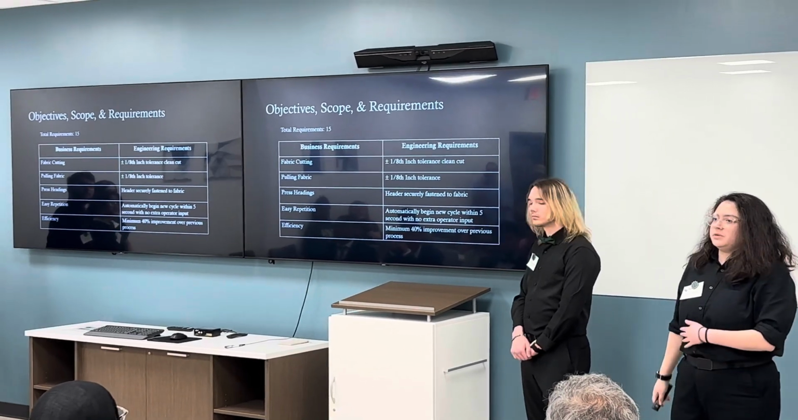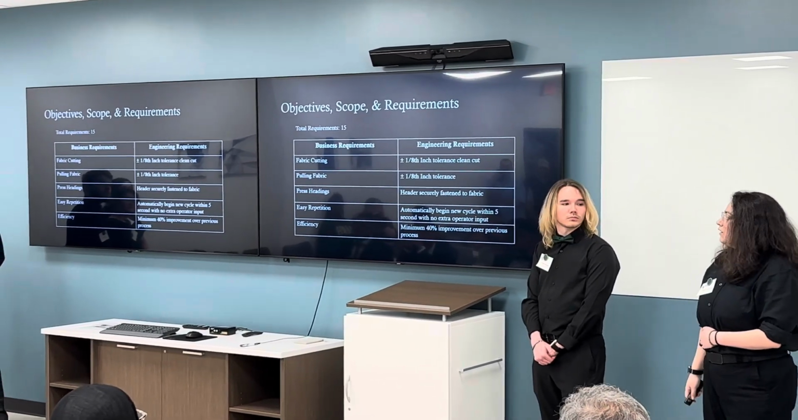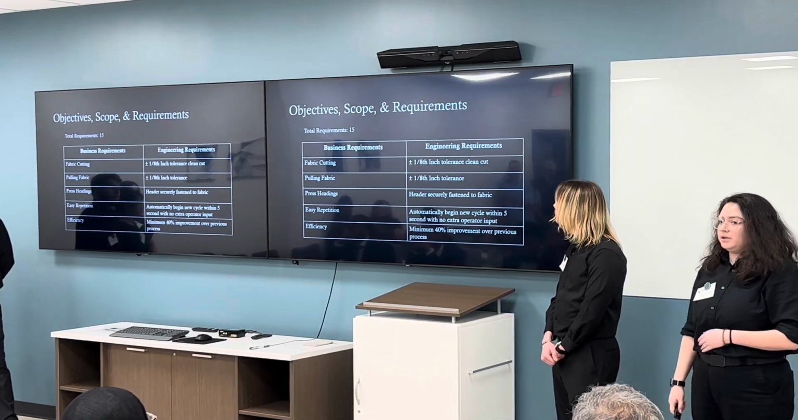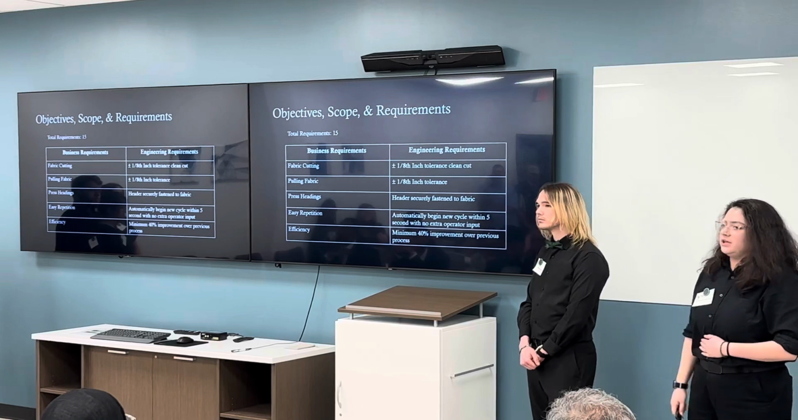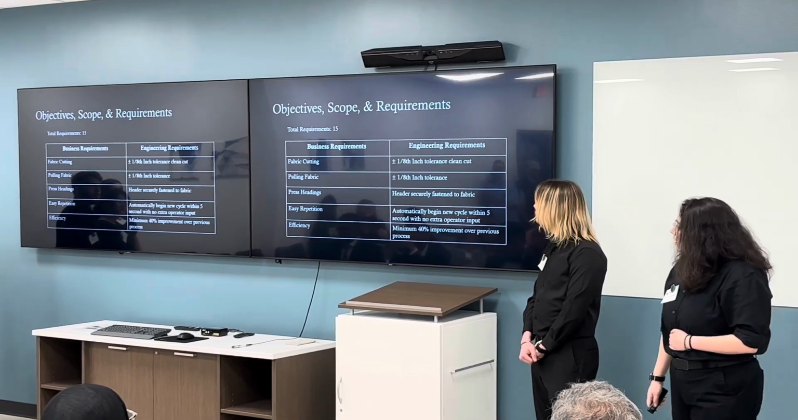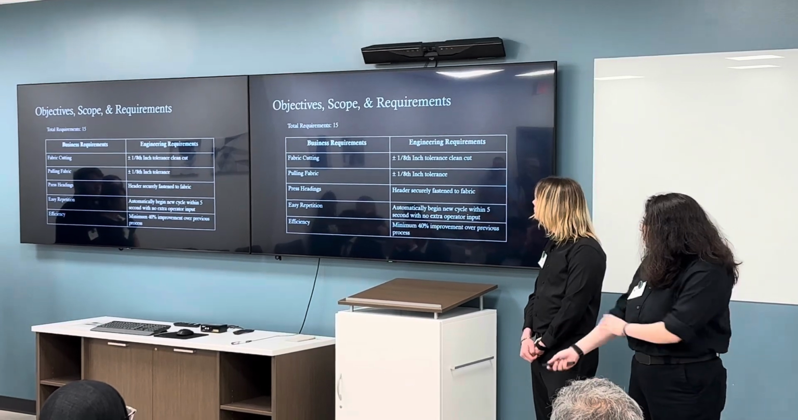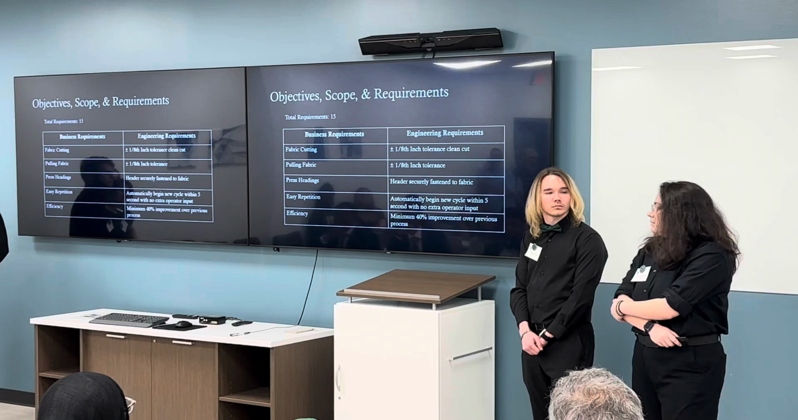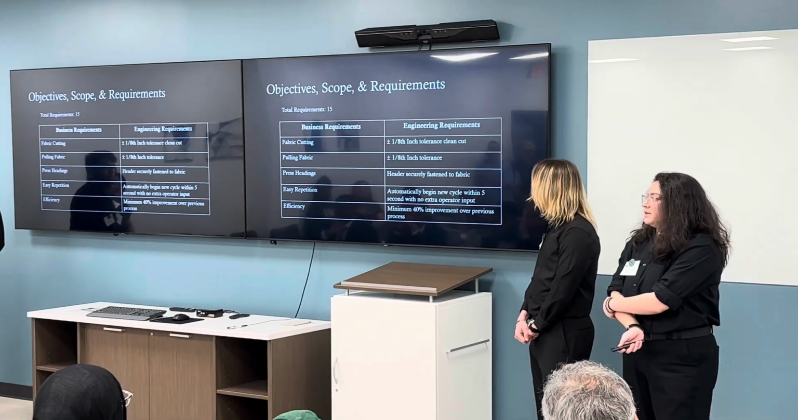So here you can see our objectives and requirements. Here we have our business requirements, such as fabric cutting and pulling fabric, along with their engineering requirements, such as an eighth inch of tolerance. And the very last one, efficiency, which was most important to us: a minimum of 40% improvement on this process.